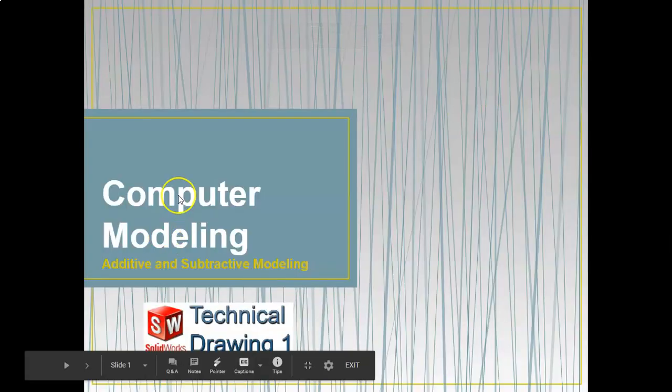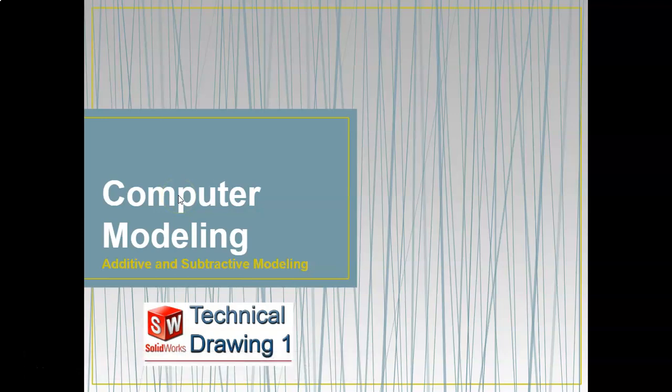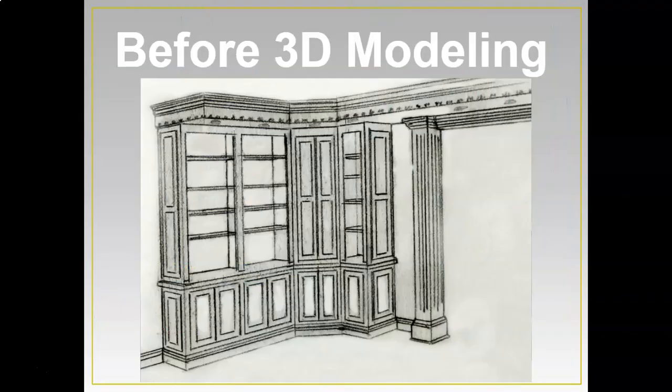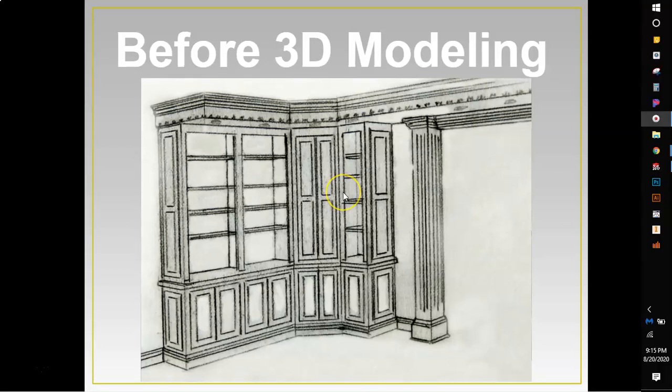And computer modeling, which if you are not new to Selinsgrove, you have done in middle school. Middle school uses SolidWorks, so you've done computer modeling before, so it shouldn't be anything new to you. But computer modeling itself is what we are going to be doing in this class. So before 3D modeling, we did a lot of hand sketching to communicate a message to another person.